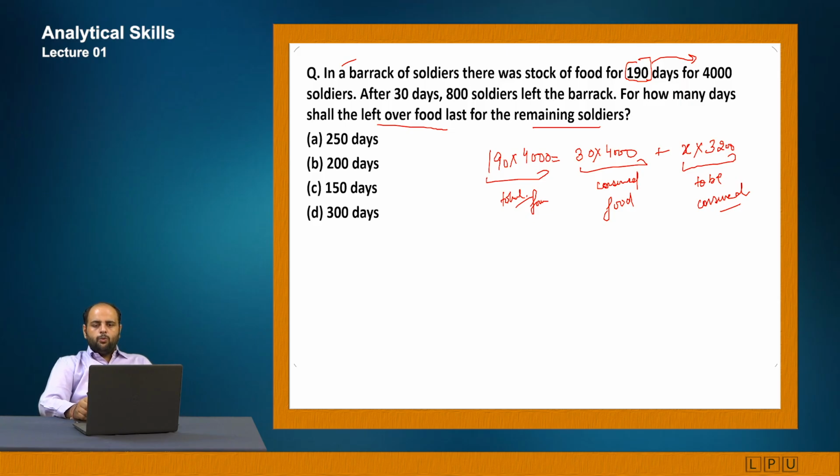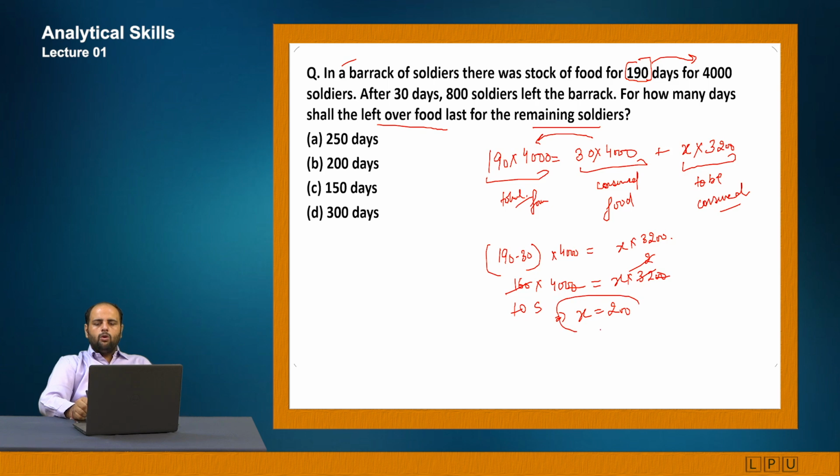So just put down the values, take it to the other side. So it will be 190 minus 30, and 4,000 will be common, and it should be equal to x into 3,200. And it will be 160 into 4,000, and it will be x into 3,200. Solve with double zeros, and it will be 16 by 10, and 16 by 2 it will be 5, and 5 into 40 that will be 20. So it will be 200. So now the food will last for 200 days.